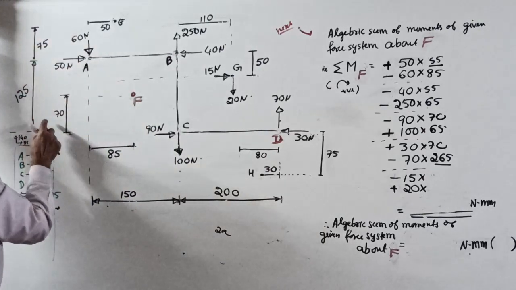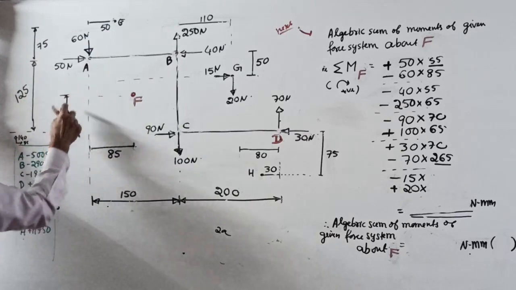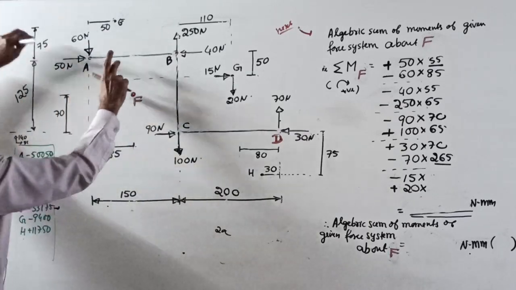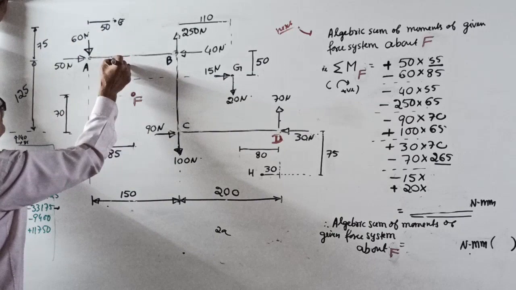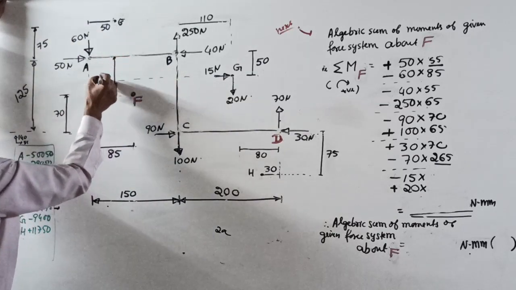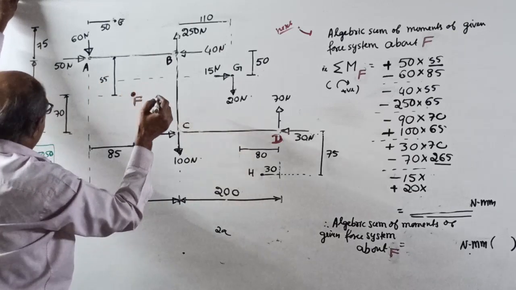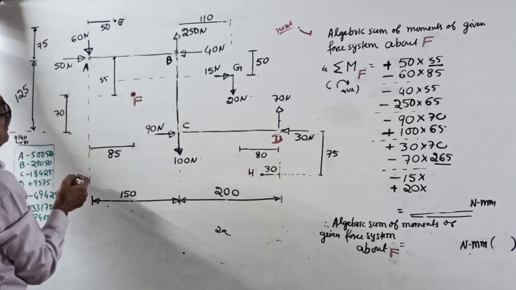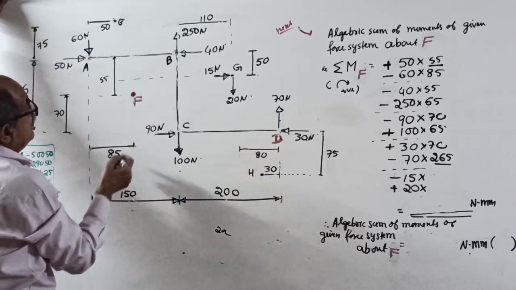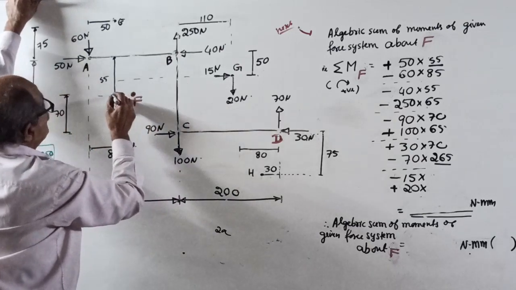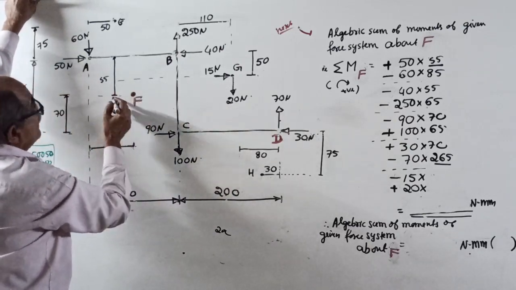Be careful, this is 55. See, from 125 subtract 70. From here to here is how much I told? 55. This F point is given where? Which point are you taking? Yes, here. This is 55. Correct, correct.